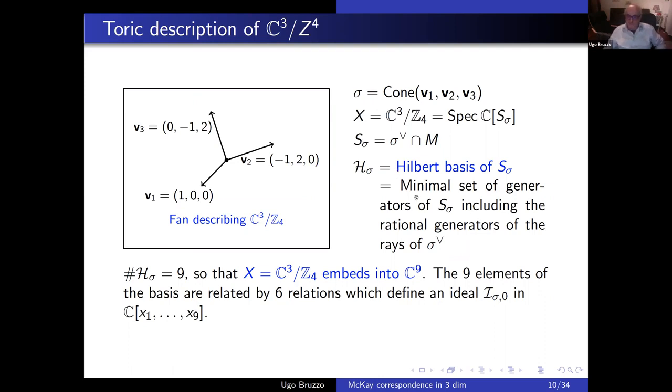First, you look for a minimal set of generators of the semigroup, which includes the rational generators of the rays of sigma dual. So the rays are the one-dimensional edges of this cone. This cone in our case is three-dimensional, and it has three rays. And then you look for a minimal set of generators of the semigroup, which includes the rational generators of the rays. This is called a Hilbert basis. It's not a basis because the elements are not independent over Z, because you have relations.